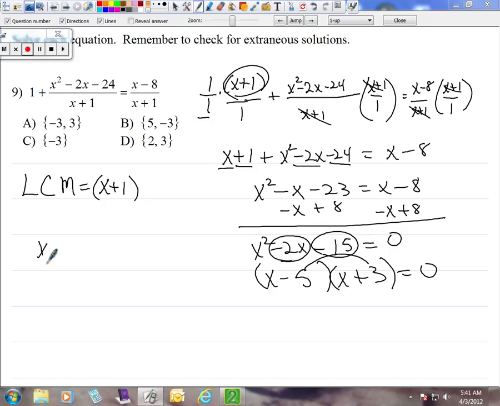Now we can take x minus 5 equals 0, so x equals 5. Now check your denominators. It looks like the only one that we have to deal with is negative 1. Negative 1 would make the denominator 0 up here. But negative 1 wasn't one of our solutions, so we don't have any extraneous solutions on this. X plus 3 equals 0, so x equals negative 3, 5, and negative 3.